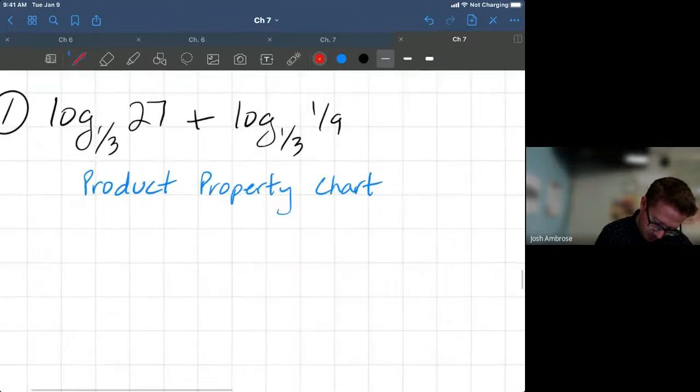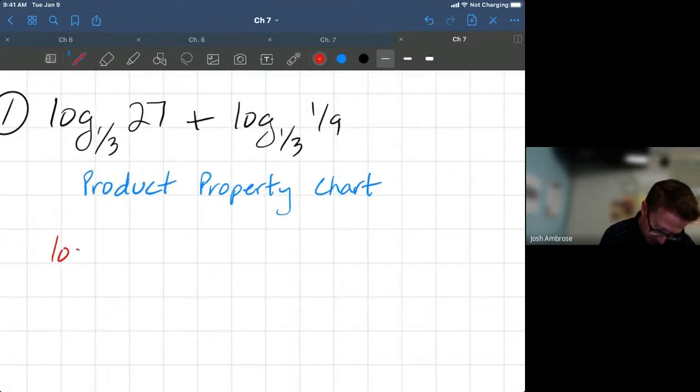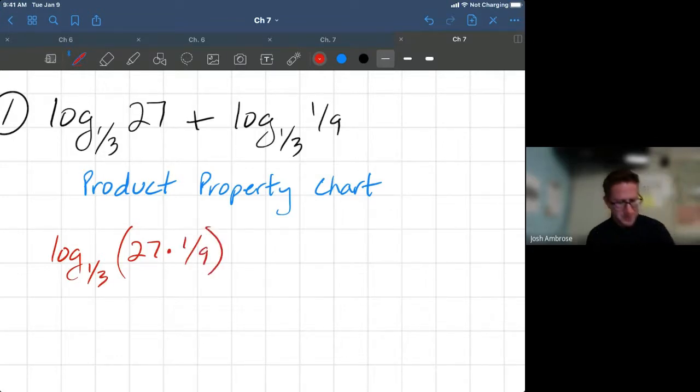Let's do that. So we have log with a base 1/3, and then this becomes 27 times 1/9, which basically when you work it out, it's 27 over 9, which becomes 3. So this is actually equal to log with a base 1/3, and this whole number right here is going to be 3.